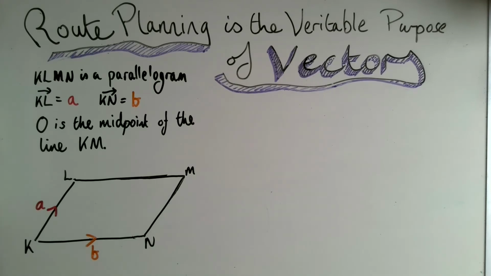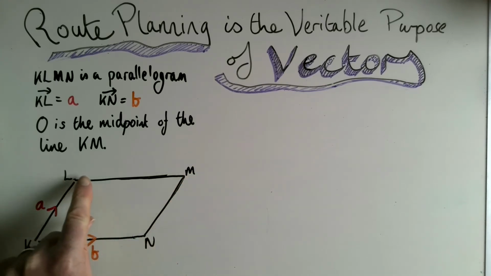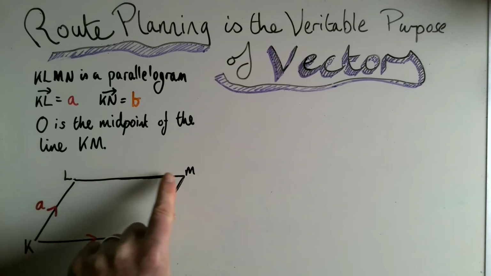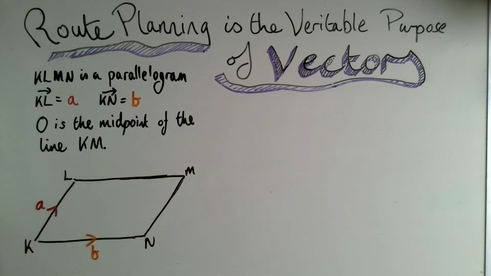So we've got a parallelogram. We've got the vector from K to L going in that direction is A. That should also mean that that is A. And from K to N is B. So being a parallelogram, same length, and parallel, L to M will also be B. O is the midpoint of the line KM. Well, let's hope that doesn't cause too many problems.